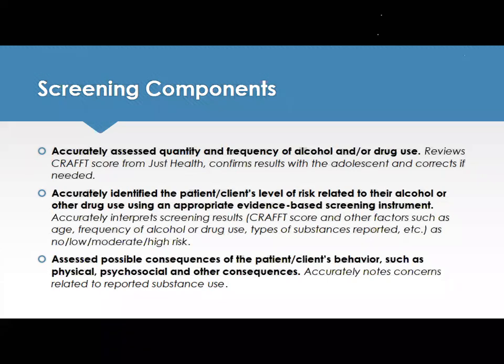So under the screening component of the checklist, there's 3 bullets or 3 components, and they are to accurately assess the quantity and frequency of alcohol and drug use, to accurately identify the adolescent's level of risk related to their use using an evidence-based screening instrument. So you all are using the CRAFT, so you're going to be able to check present on that one. And to assess possible consequences of the patient, client's behavior, such as physical, psychosocial, and other consequences.